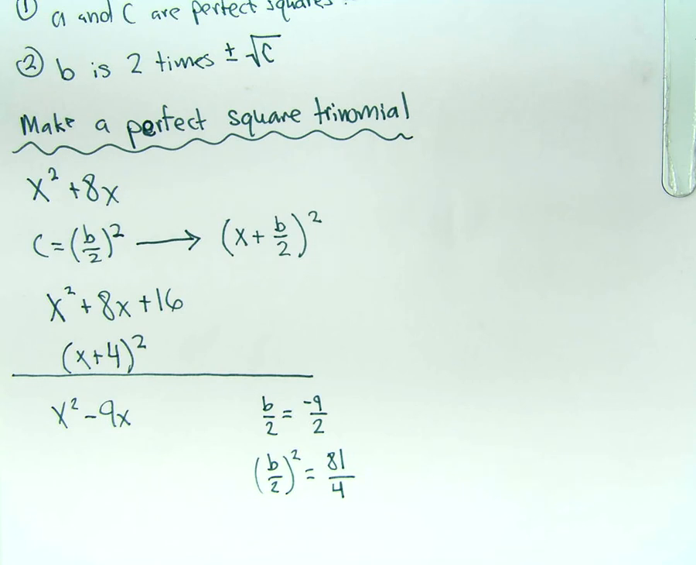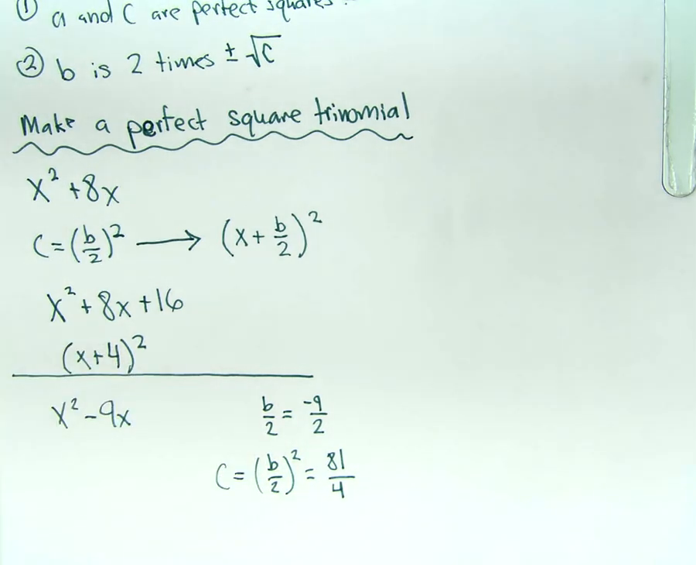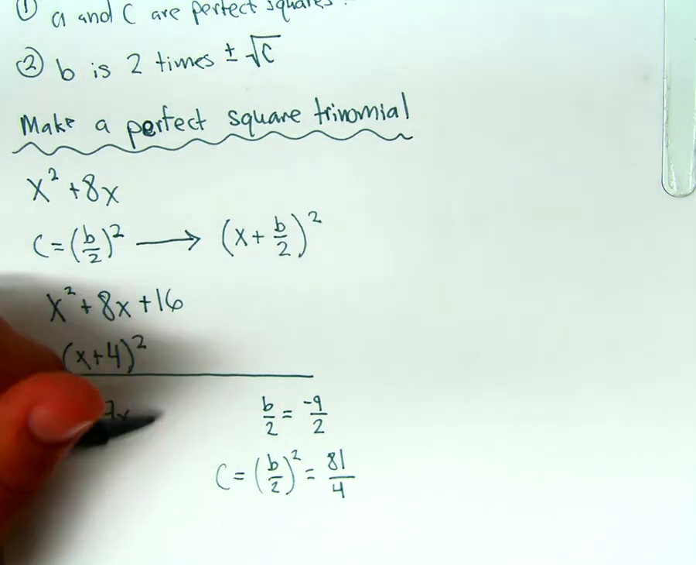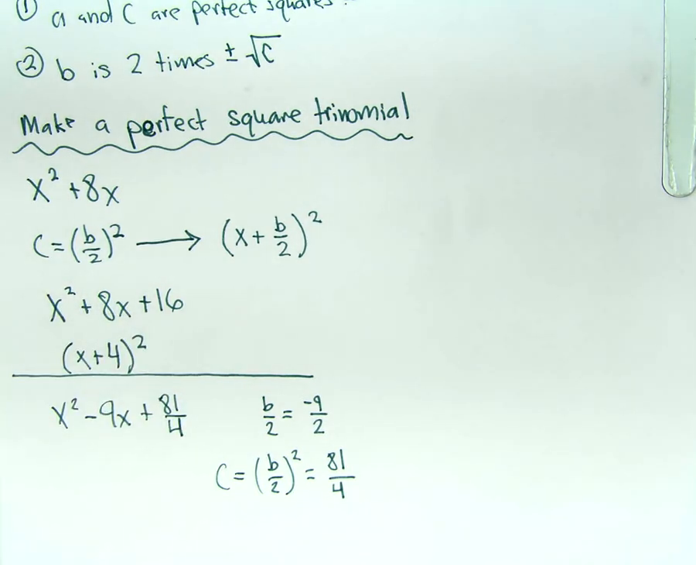Okay. So here we're going to add this c. This is your c. So we're going to add c. Alright, so we're going to add 81 over 4. Now that we've made this a trinomial square, how can we rewrite it? X plus, yeah. So what would that be?